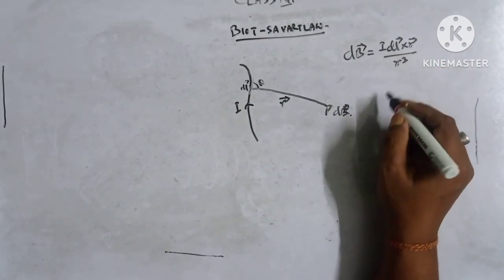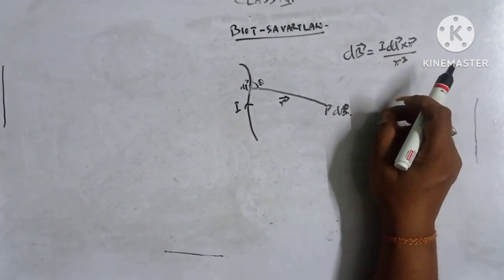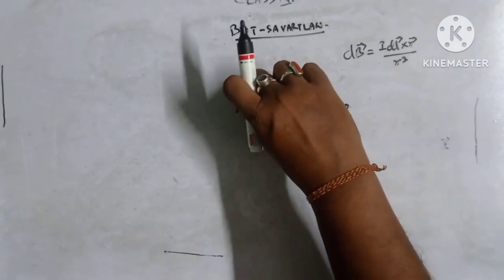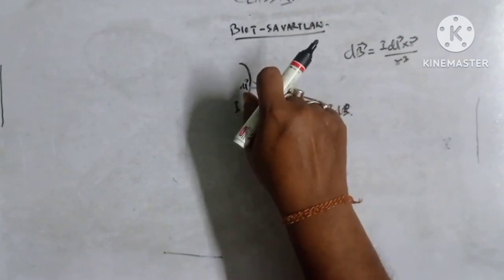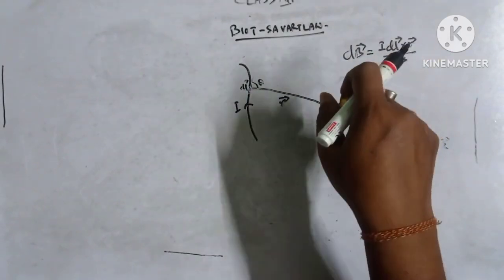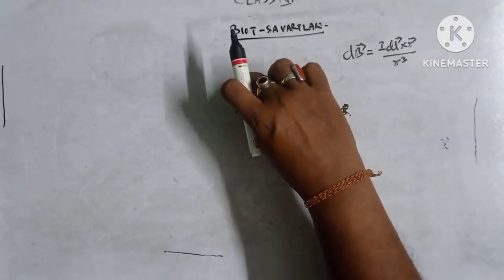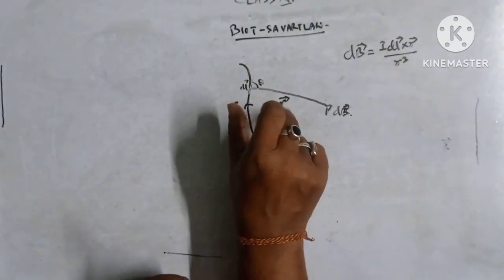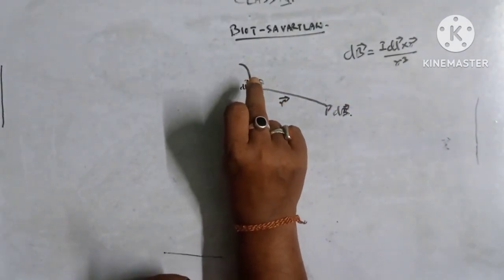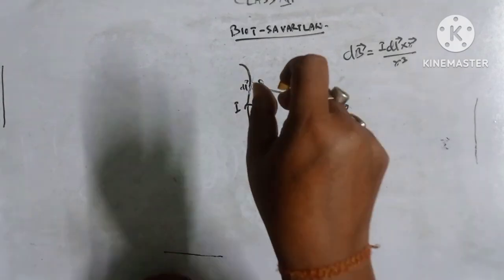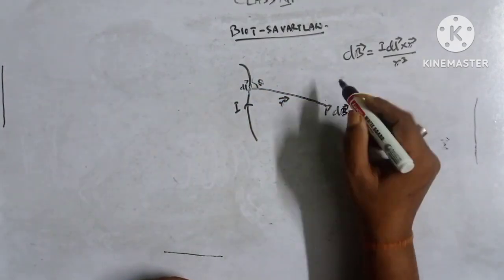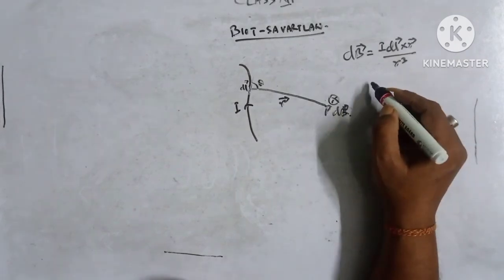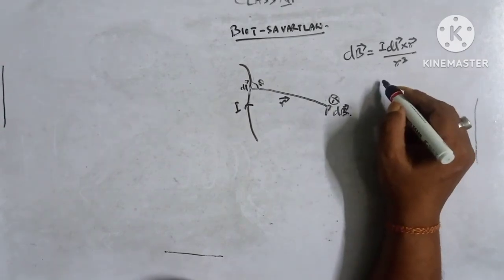If you apply the right hand screw rule to dl cross r, your magnetic field will be directed into the plane of the paper. So here your magnetic field will be this. This is the vector form.